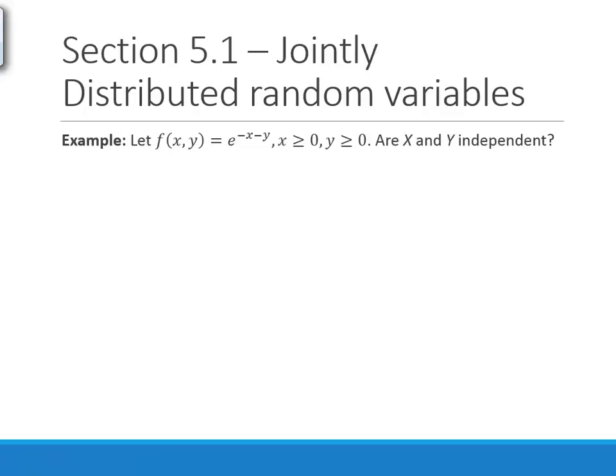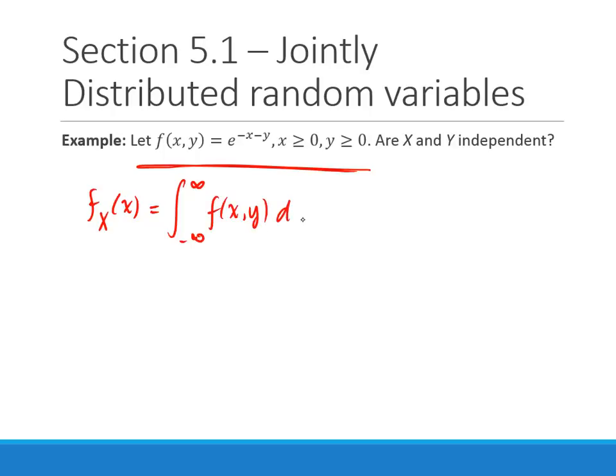Okay, so one more continuous example of independence. If my joint density function f of x, y is e to the negative x minus y for x and y bigger than 0, are X and Y independent? When I'm asking about independence for a joint continuous PDF, I need to find my marginal distributions. So for the marginal of x, I'm going to take an integral over the real line of my joint density with respect to y, since I'm trying to get rid of y from that equation. That joint density is only positive for y bigger than 0, so my integral is from 0 to infinity of e to the negative x minus y dy.